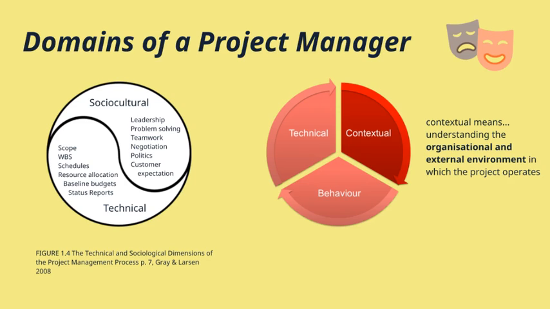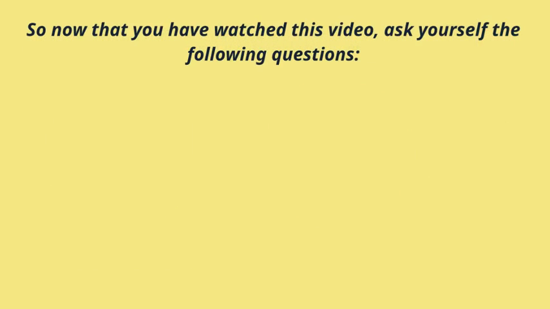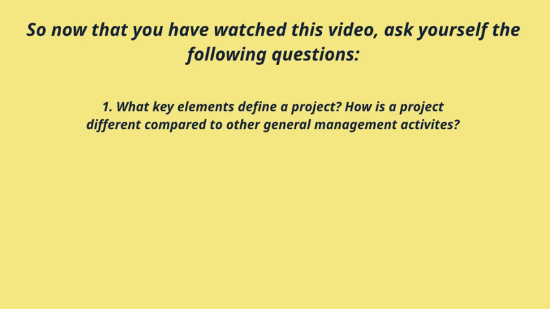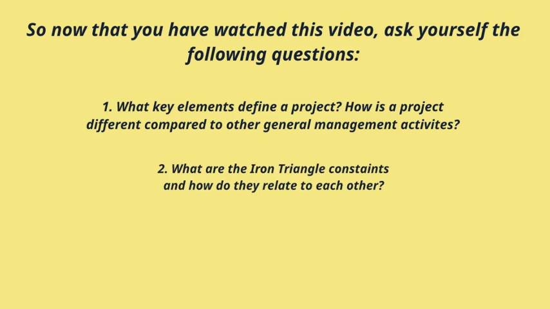So before you move on to the next video, take some time to answer these questions. Pause between them and write down your answers. Question 1. What key elements define a project? How is a project different to other general management type activities? Item 2. What are the iron triangle constraints? There's 3 of them, and how do they relate to each other? Question 3. What are the 3 domains of a project manager?